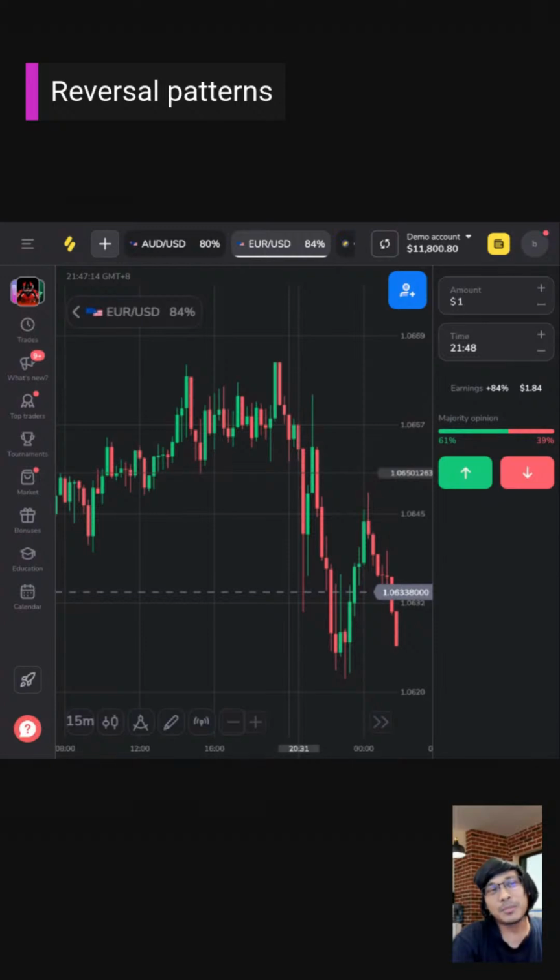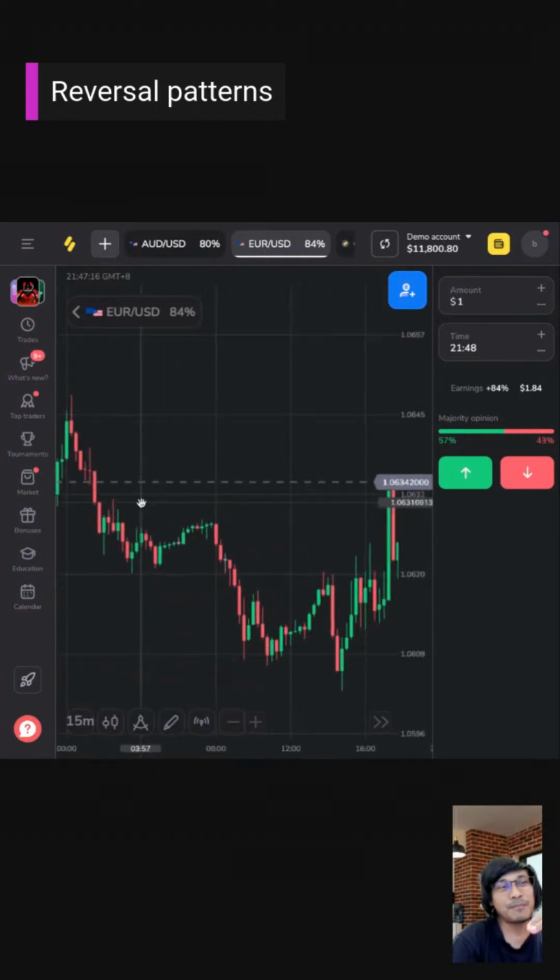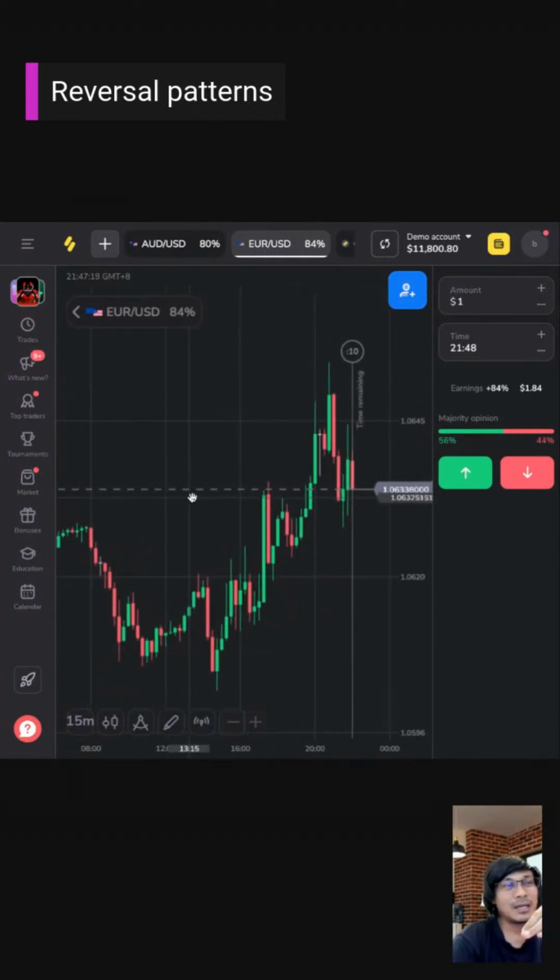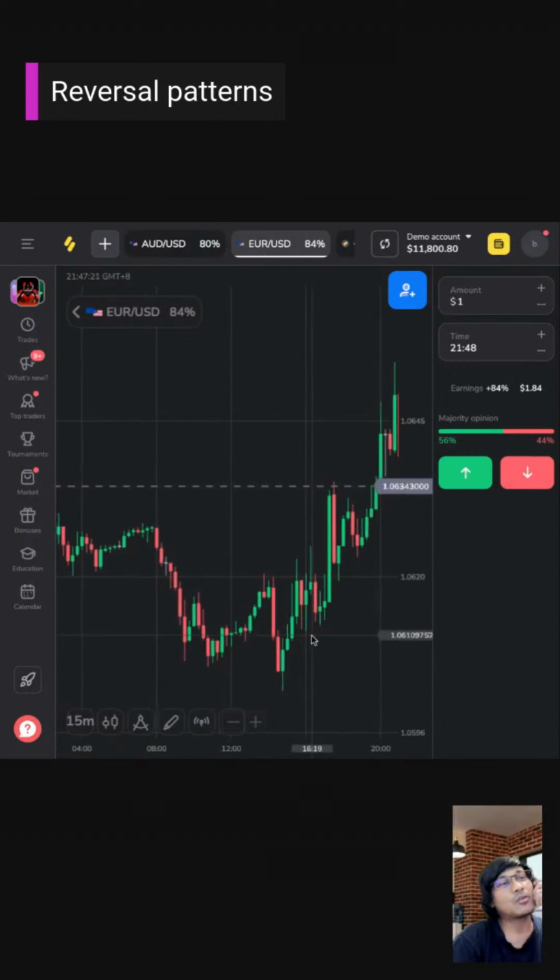Okay, the opposite of that is called double bottom, and you can see that right here. So the asset comes down here, Euro USD, finds a bottom here and then moves up, comes down again, finds another bottom here and then moves up.